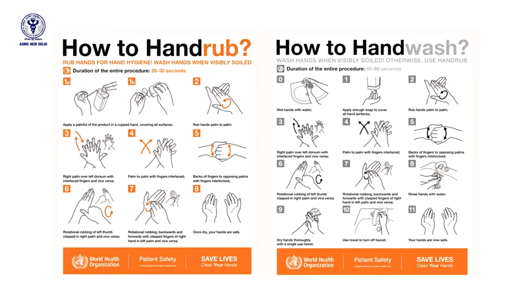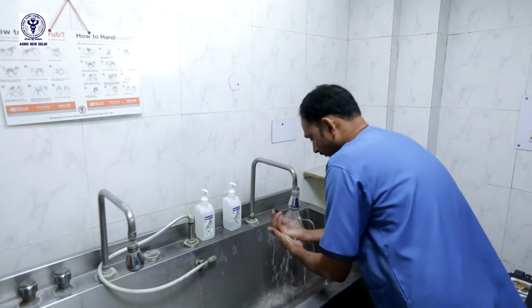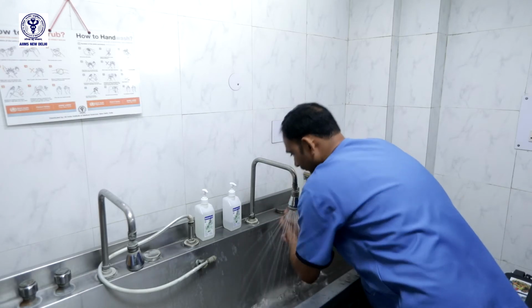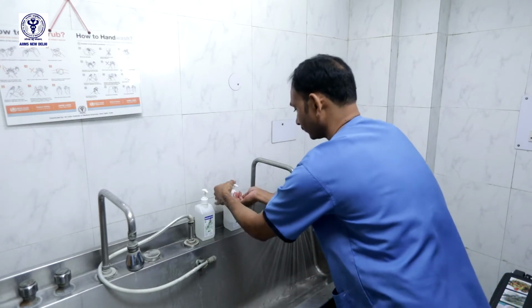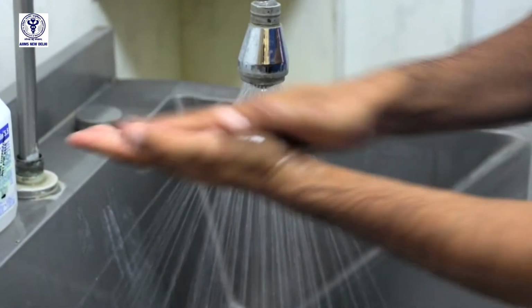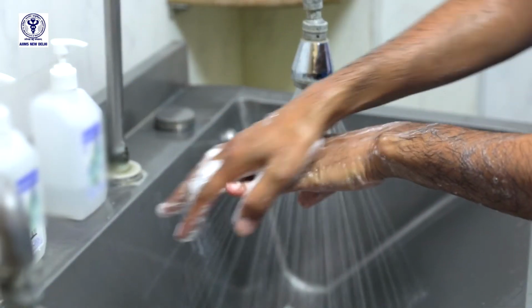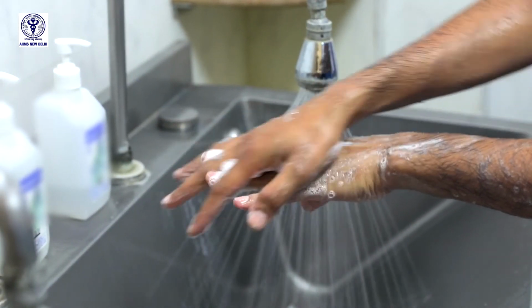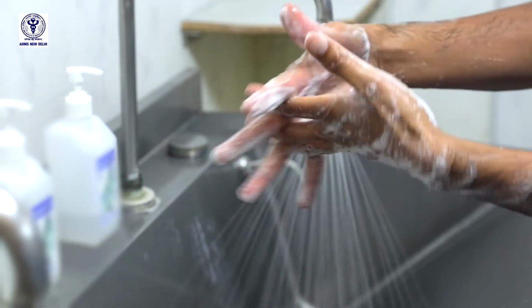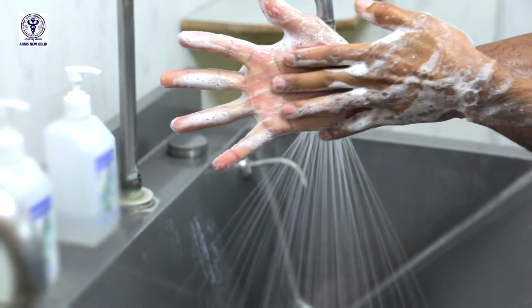Hand washing techniques. Wash hands with plain soap and water for 40 to 60 seconds. 1. Wet hands with water and apply soap or hand wash. 2. Dispense an adequate amount of soap to make lather and spread to cover the hands. Rub hands palm to palm. 3. Rub palm over the back of the other hand with interlaced fingers and vice versa. 4. Palm to palm with fingers interlaced.